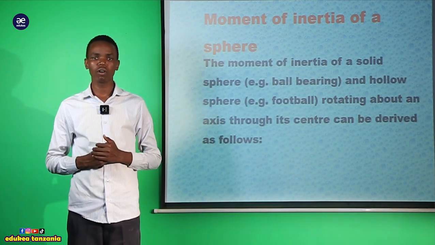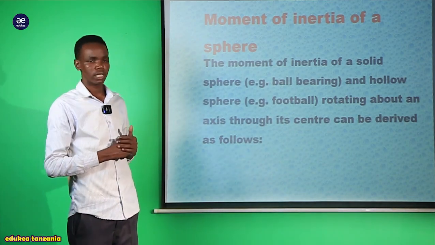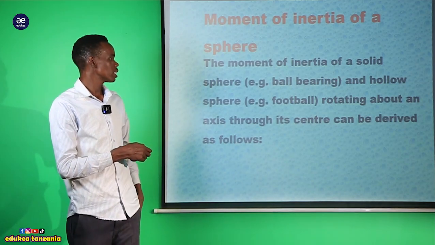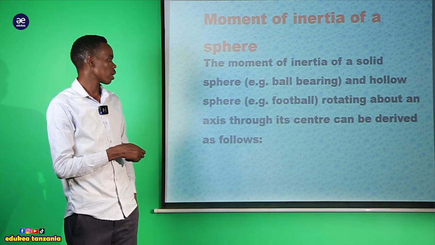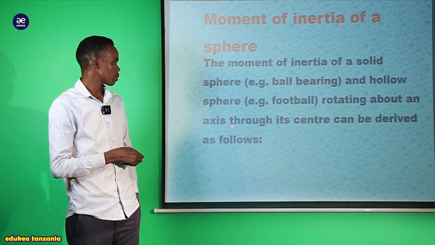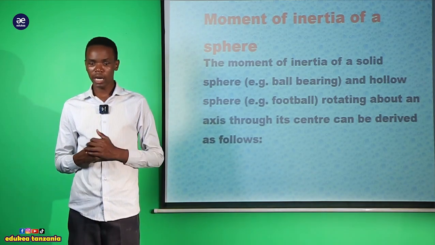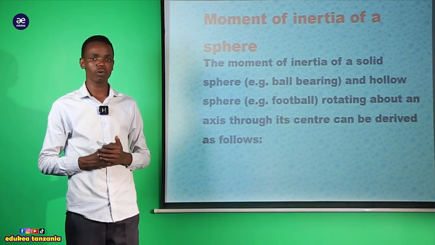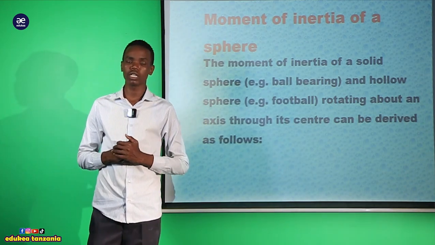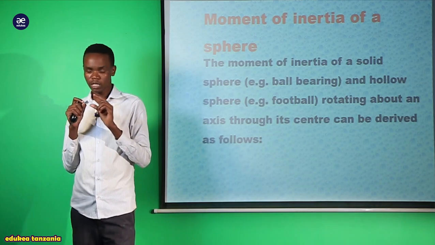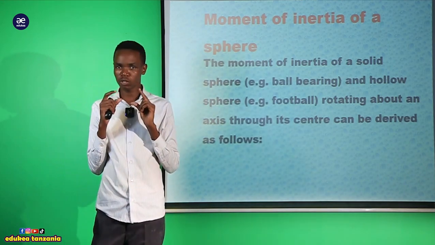So first of all, let us read our statement here. Our statement says that the moment of inertia of a solid sphere and also a hollow sphere rotating about an axis through its center can be derived as follows. There are several steps that we are supposed to follow when we are deriving the moment of inertia for a sphere. And here, the sphere is categorized into two parts.